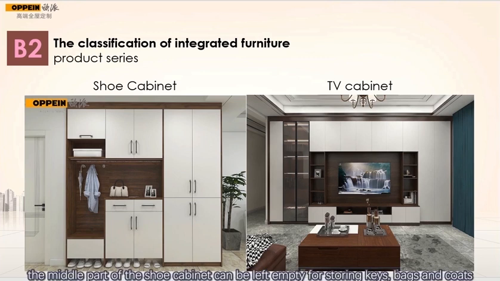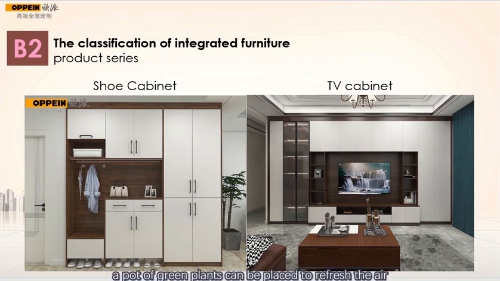For shoe cabinet, the middle part of the shoe cabinet can be left empty for storing keys, bags, and coats. In addition, a pot of green plants can be placed to refresh the air. The bottom can be suspended to store frequently changed shoes, and when you go home, you can easily change shoes. If the space is large enough, you can also customize a small booth on the shoe cabinet, so that you can sit on the booth and change shoes, making the shoe cabinet design more user-friendly.